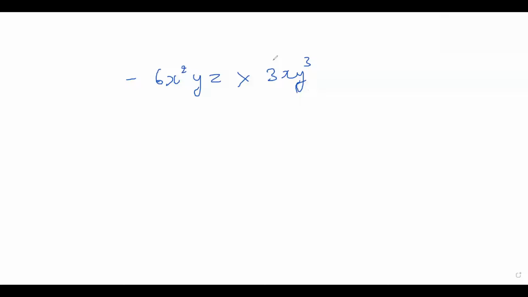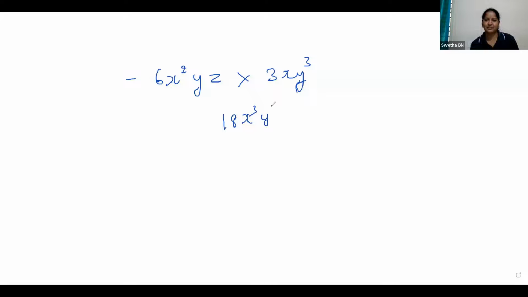And the next, multiplication. Minus 6x square yz into 3xy cube. Find the product and tell me. Ma'am, 18x cube y to the power of 4 and z. What about this minus? Yes, ma'am, minus 18. Yes, minus 18. Okay, first you have to multiply the signs, then the numbers, followed by the variables.